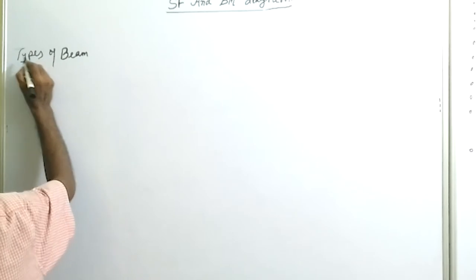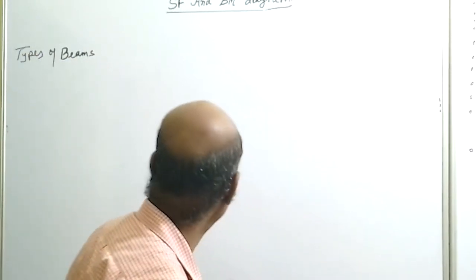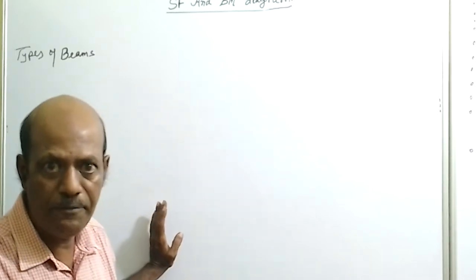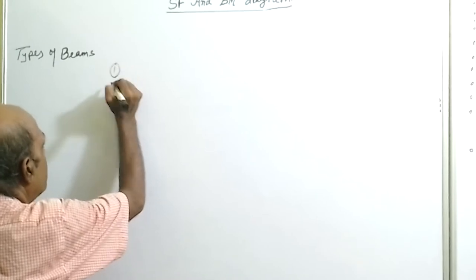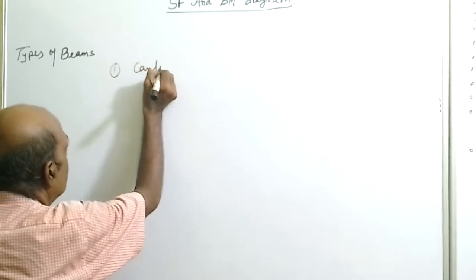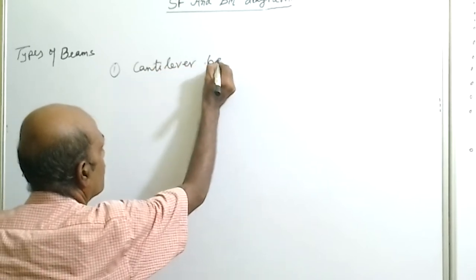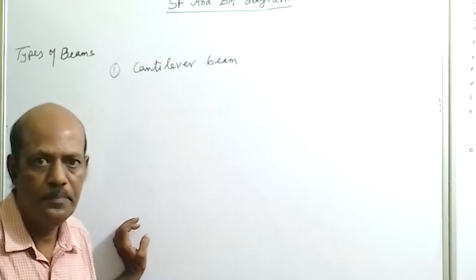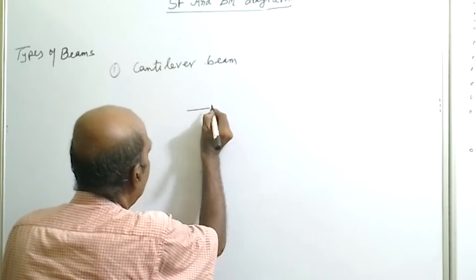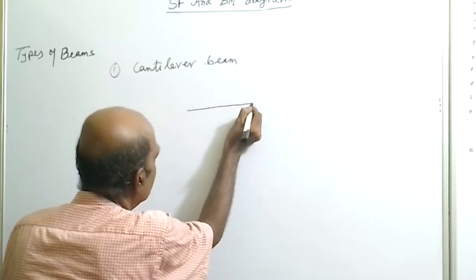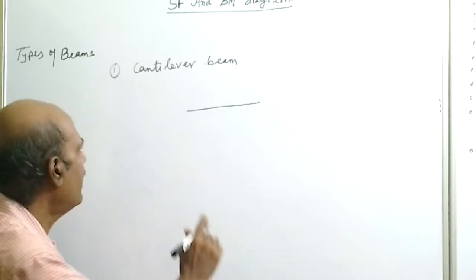Types of beams. In this topic we will see five types of beams. Number one is a cantilever beam. So what is a cantilever beam? We will represent the beam by a line, instead of a three-dimensional view.